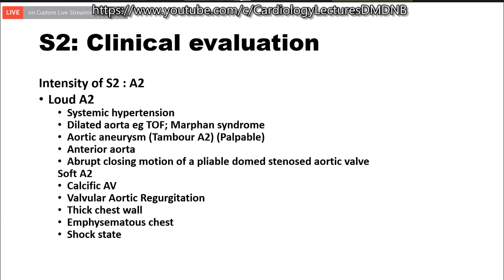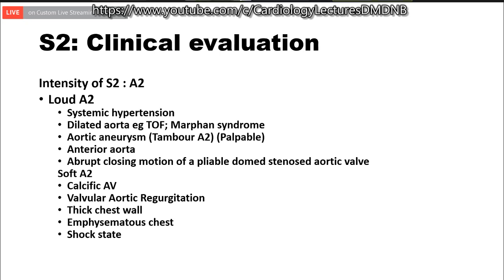So showing the signs of hypoperfusion, like altered mental status, low perfusion to kidney, reduced urine output, cold, clammy extremities, and tachycardia. Tachycardia is not a must. Yeah, sometimes patients with bradycardia can go into shock state also.